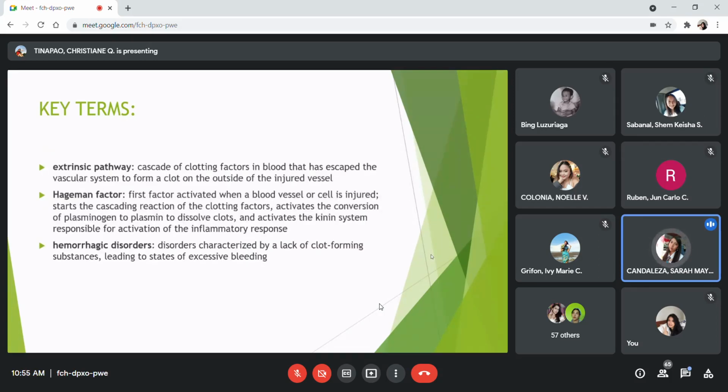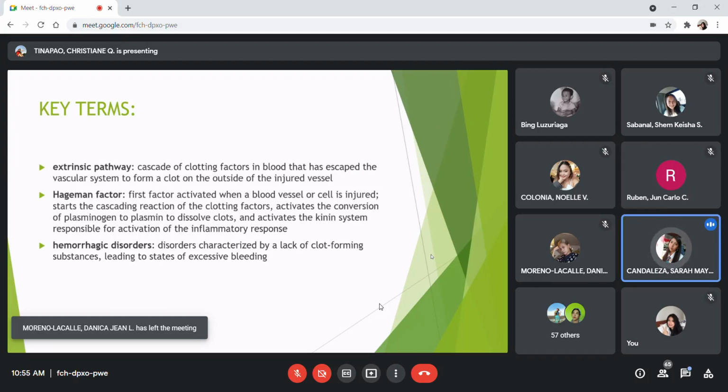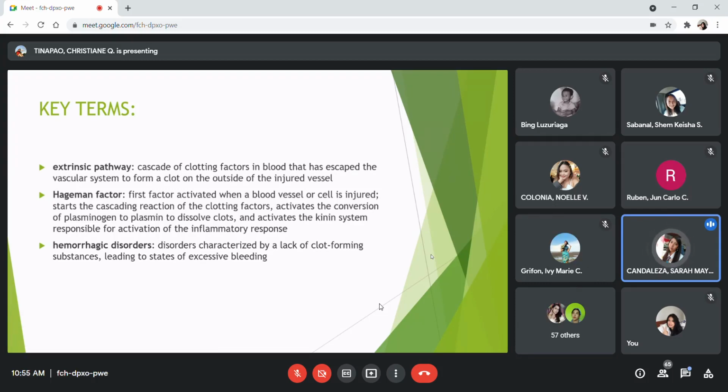Extrinsic pathway. This is a cascade of clotting factors in blood that has escaped the vascular system to form a clot on the outside of the injured vessel. Hageman factor, the first factor activated when a blood vessel or cell is injured. It starts the cascading reaction of the clotting factors, activates the conversion of plasminogen to plasmin to dissolve clots, and activates the kinin system responsible for activation of the inflammatory response. And hemorrhagic disorders, these are disorders characterized by a lack of clot-forming substances, leading to states of excessive bleeding.